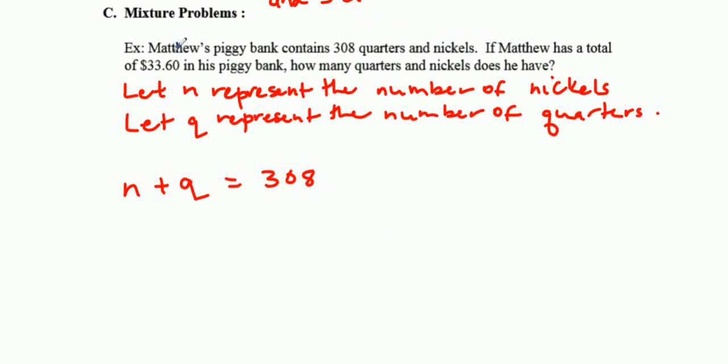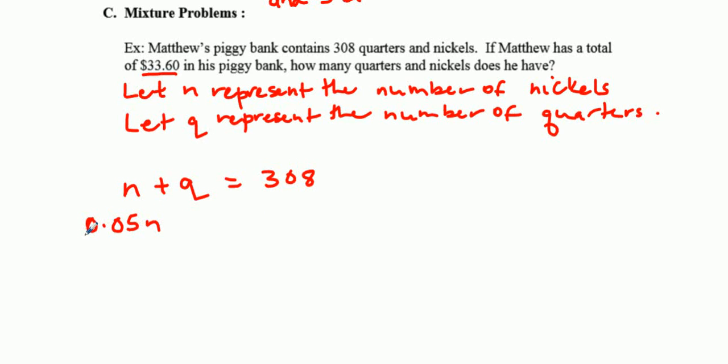I also know that Matthew has this many dollars in his piggy bank, and that if he has N nickels, then how much is that worth? In other words, if I had 10 nickels, how do I figure out how much money I have? I have to multiply 10 by the value of the nickel. And because we're talking in dollars here, we're going to multiply it by the dollar amount of a nickel, which is 0.05. So he has 0.05 N.